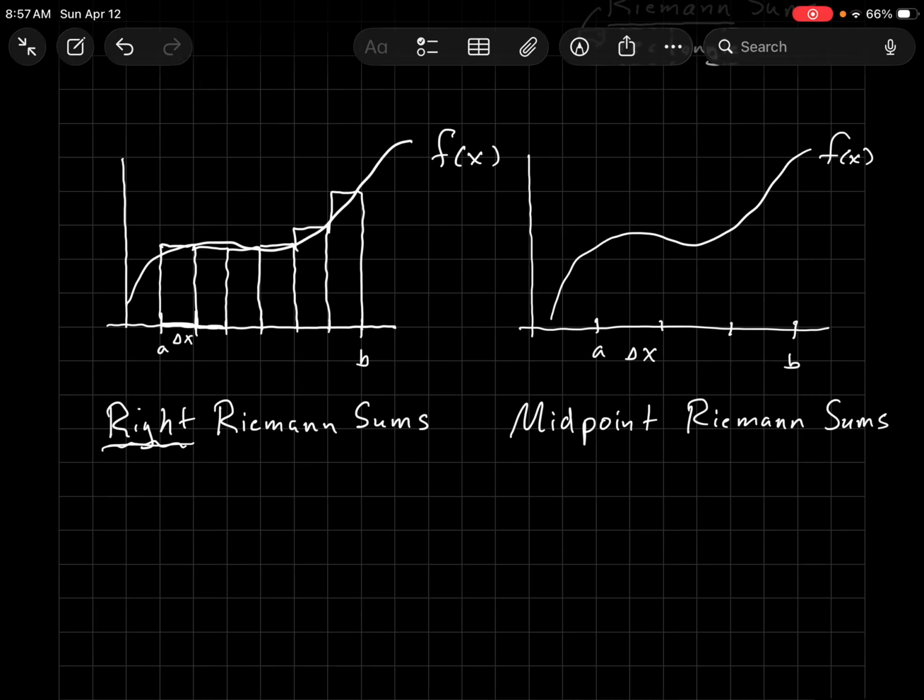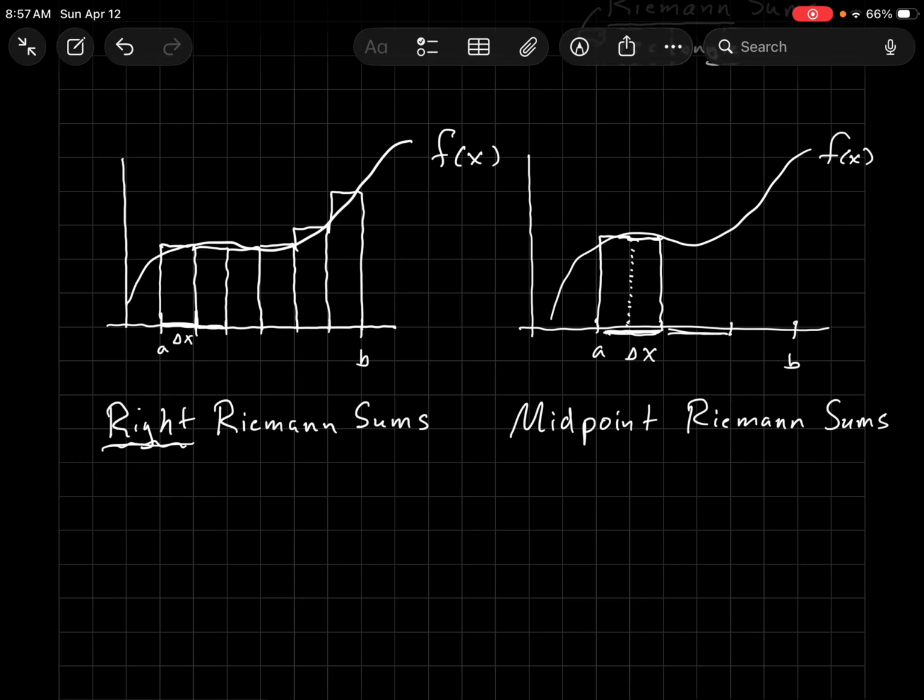I bet you can guess where I should go on each subinterval to find the height. Now again, I drew these subintervals bigger just to make it easier to see what's going on. Note that a Riemann sum, when we're doing a midpoint, naturally has bigger subintervals. But it simply says in my first subinterval here, I'm going to use the middle point to find the height of my first rectangle.